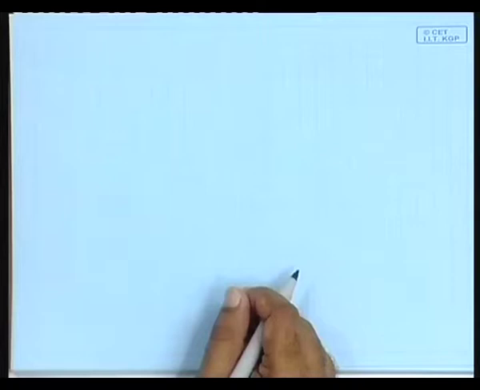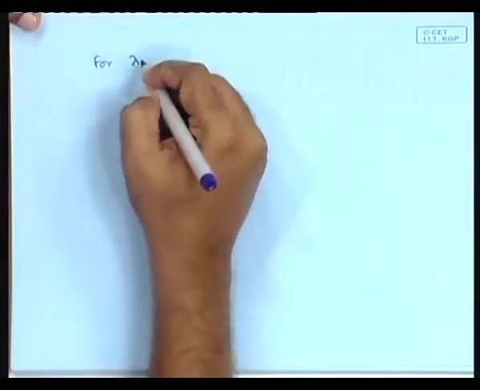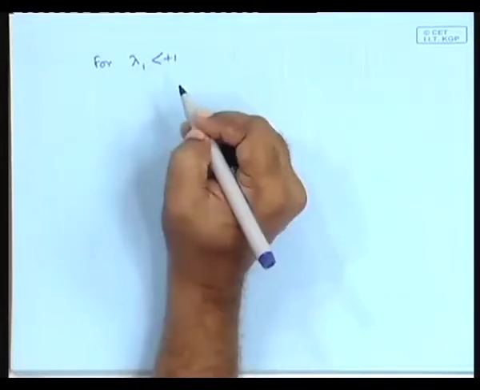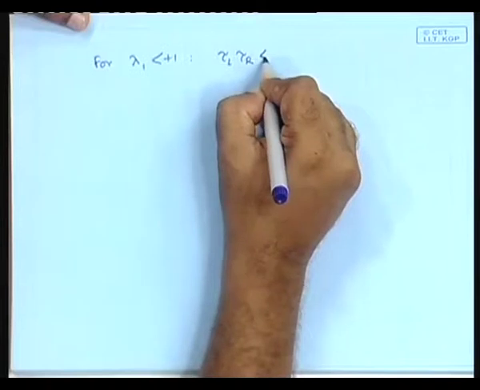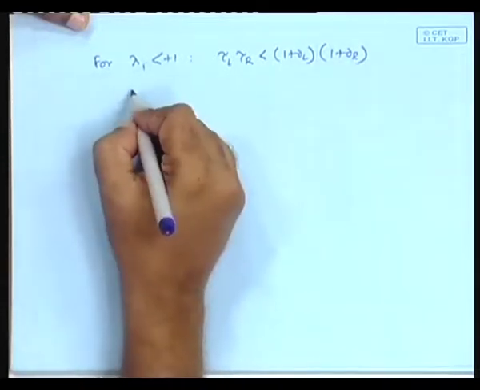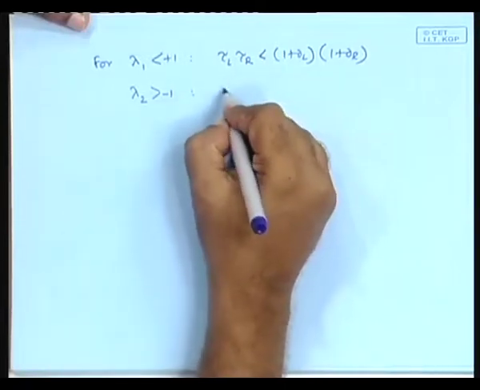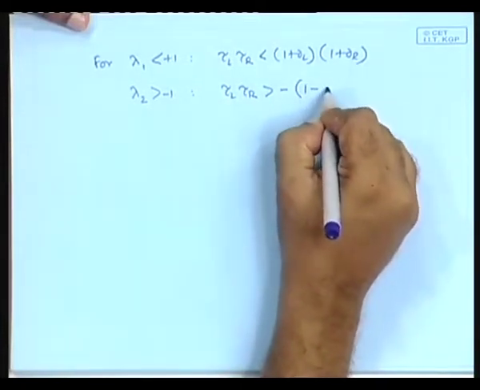Now, if you do that, you will find that the condition will ultimately boil down to two cases, plus 1 and minus 1. So, this has to be less than plus 1, then the condition would be tau L tau R less than... and the other condition is that the smaller one should be greater than minus 1. That gives you tau L tau R greater than minus 1 minus delta L.